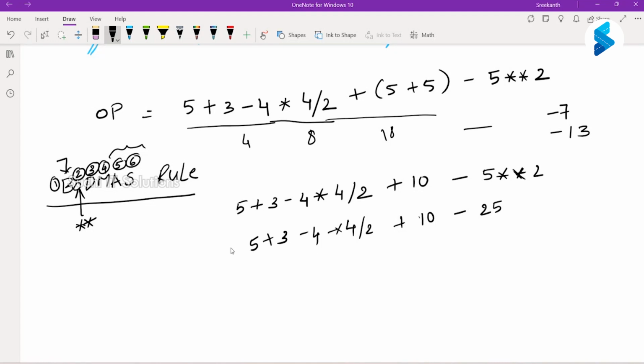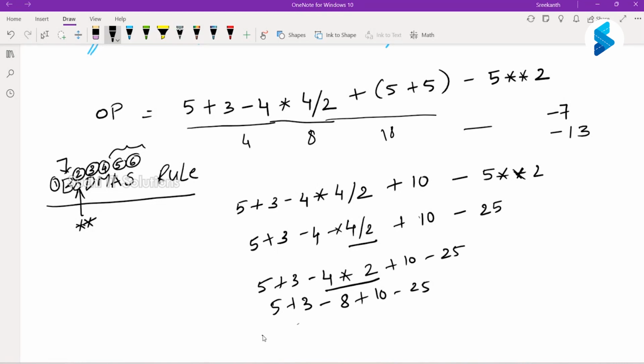So the one in the brackets is done. The one with the order is done. So the third one is what? Third precedence is for division. In this case, this one. So it will be like 5 plus 3 minus 4 into 4 by 2 is 2 plus 10 minus 25. And fourth priority or precedence is for multiplication. Now tell me what is the product of this now?